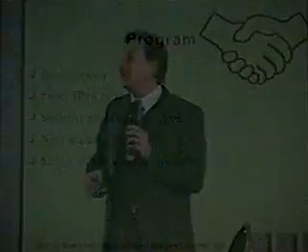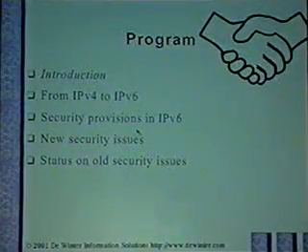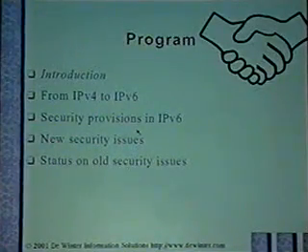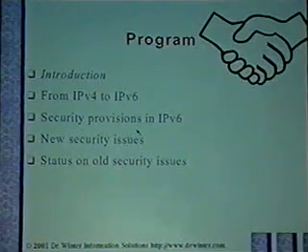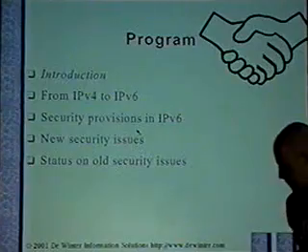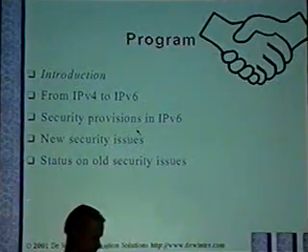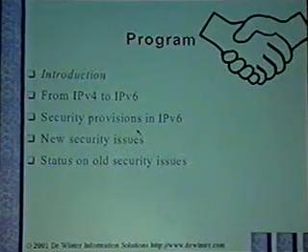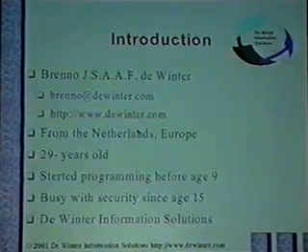The 2 people that remain here, I'm going to show you the differences between IP version 4 and IP version 6, and of course what we can do with that from a security point of view. I'm going to show you the incredible, fantastic security features that are in IP version 6. And of course I'll show to you how unhackable this protocol is. A couple of new security issues, if there might be any, and the status on the old ones. That should do the trick.